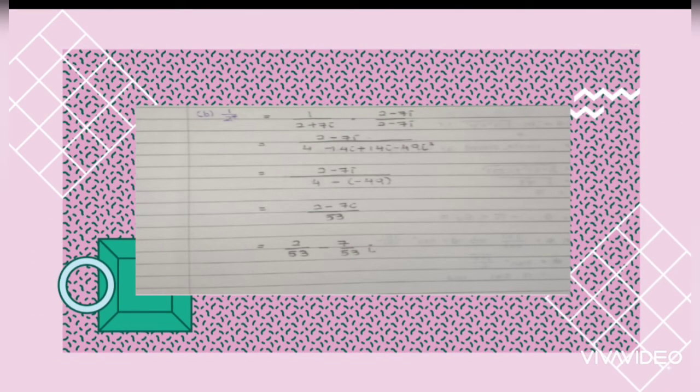Next, b. In this question, 1 is the numerator while the conjugate of z is the denominator. So in order to change the denominator into a real number, we just need to multiply both the numerator and denominator by z, which is 2 - 7i, and the last answer will be 2/53 - 7/53 i.